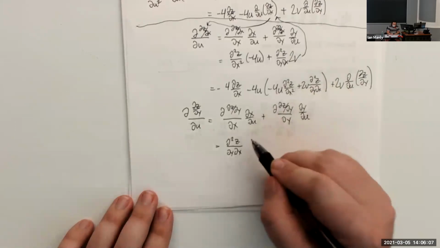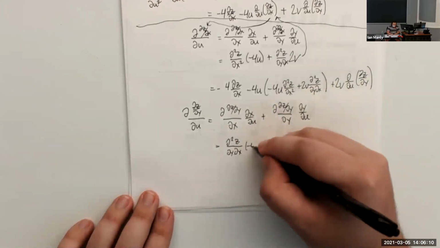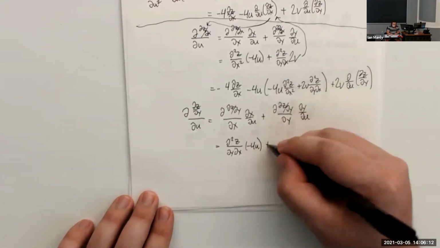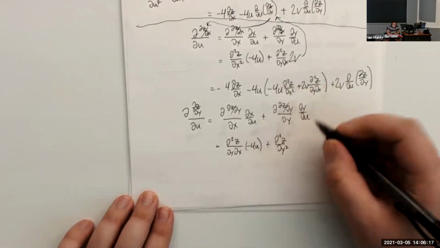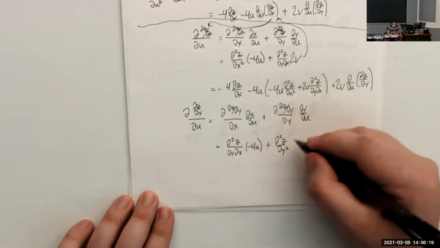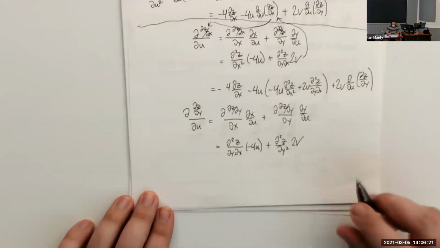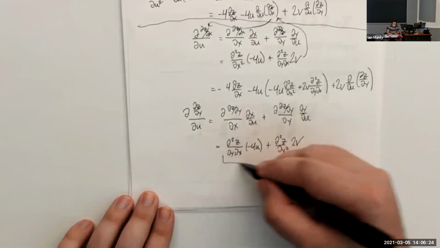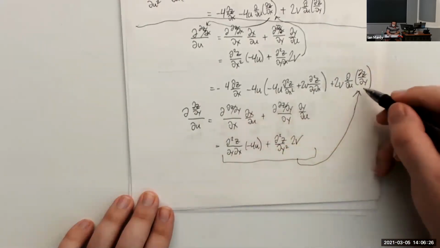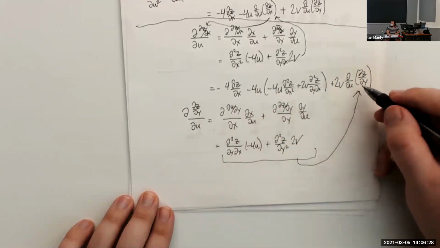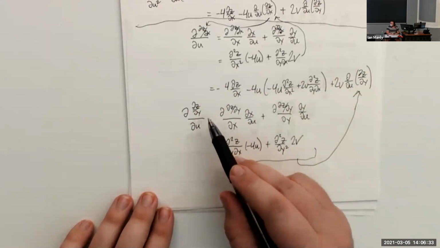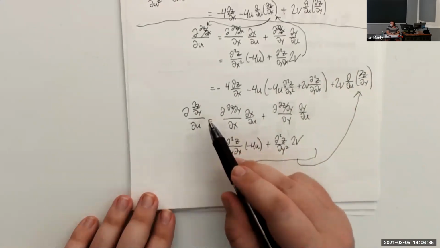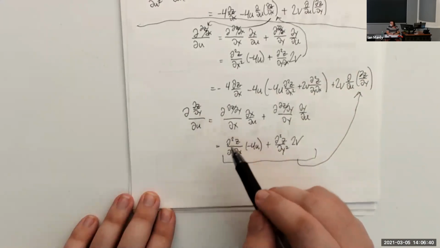And then we have partial x, partial u again, which for the third time is negative 4u. And then we have the second y derivative of z. And then we have partial y, partial u, which is also for the third time 2v. So then we're going to take all of this and put it into here because we wanted the u derivative of partial z, partial y. Why didn't I do plus 2 dz dy in the second derivative?